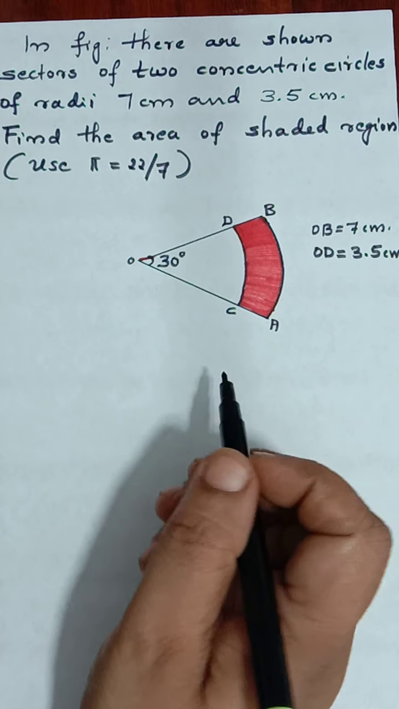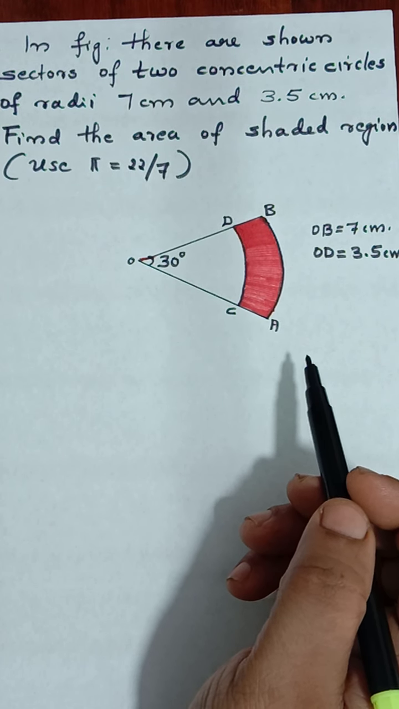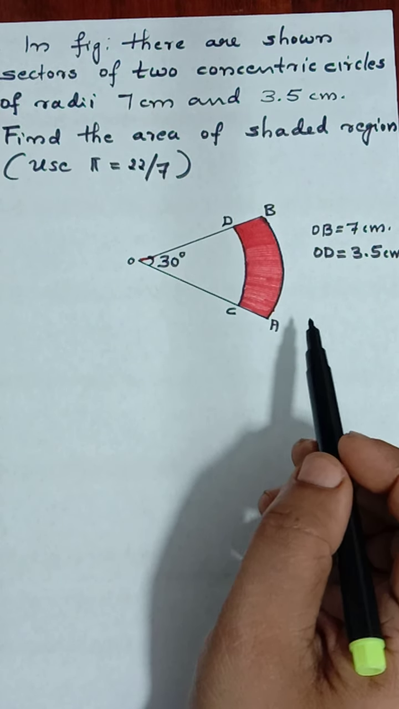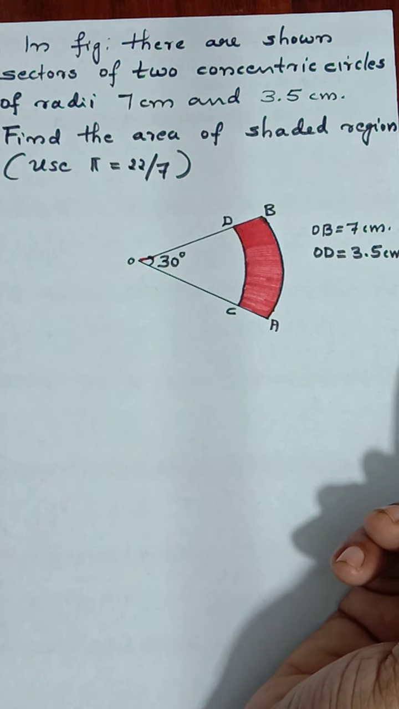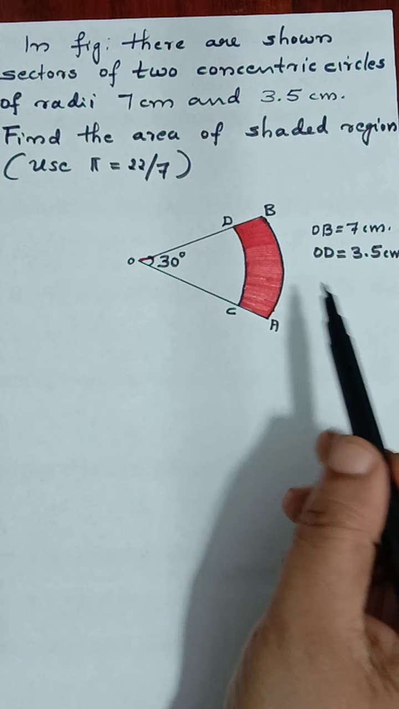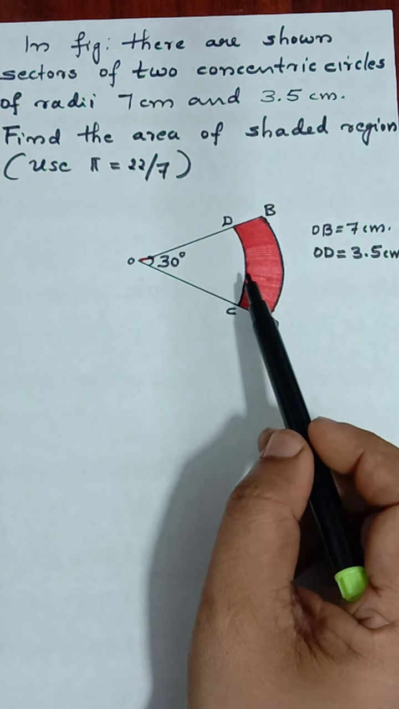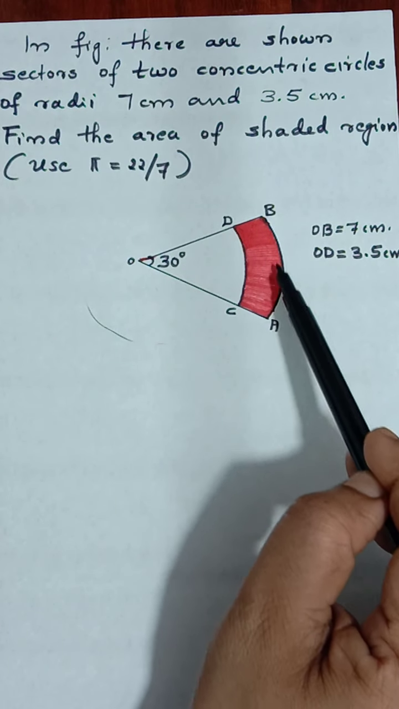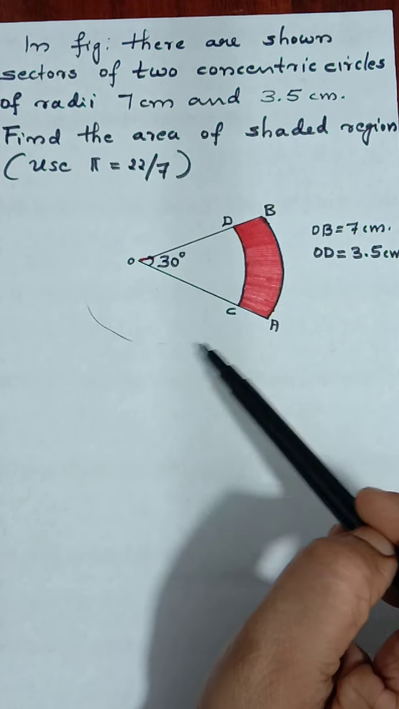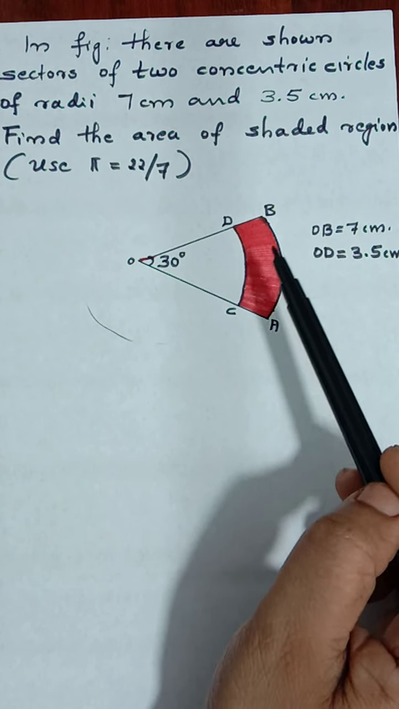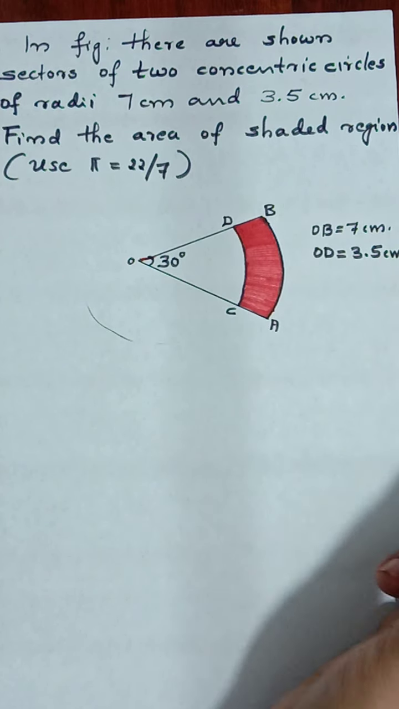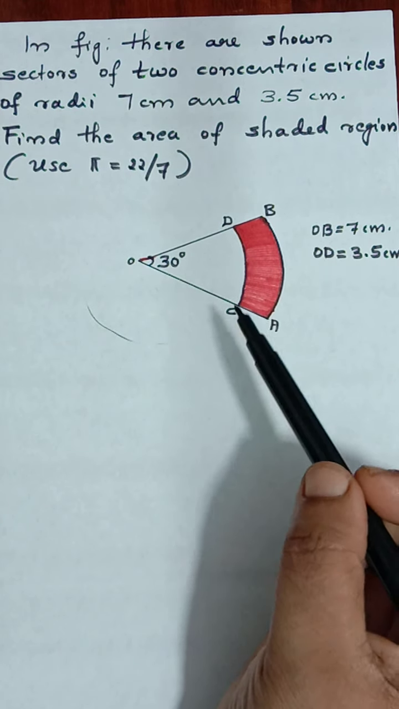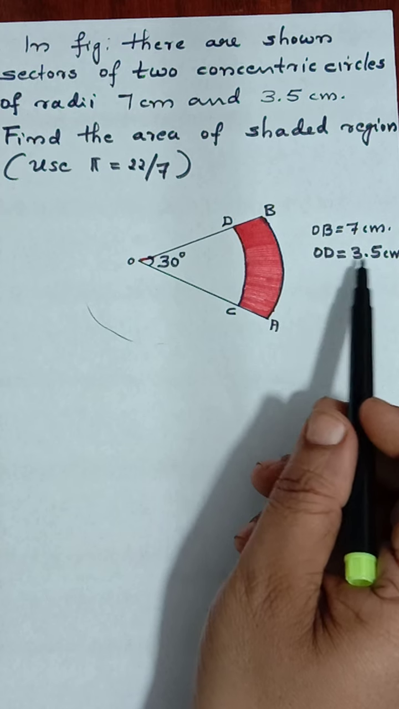Here we have a simple question. Fifth one. In the figure there are shown sectors of two concentric circles of radii 7 cm and 3.5 cm. So this sector is a part of two concentric circles. Here we have a circle and another circle, a concentric circle. A part of it is shown here. Sectors of two concentric circles are shown in the figure. Those circles have radii 7 as well as 3.5.